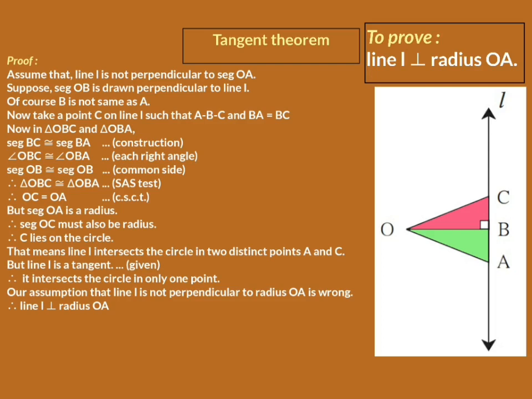Tangent L intersecting the circle in two distinct points is wrong, a contradiction to the definition of the tangent, and we have arrived at this contradiction because of our wrong assumption. Means we have assumed wrong, that line L is not perpendicular to radius OA is wrong, means line L is obviously perpendicular to radius OA. Hence tangent at any point of a circle is perpendicular to the radius at the point of contact. In this way we have proved the tangent theorem. Thank you.